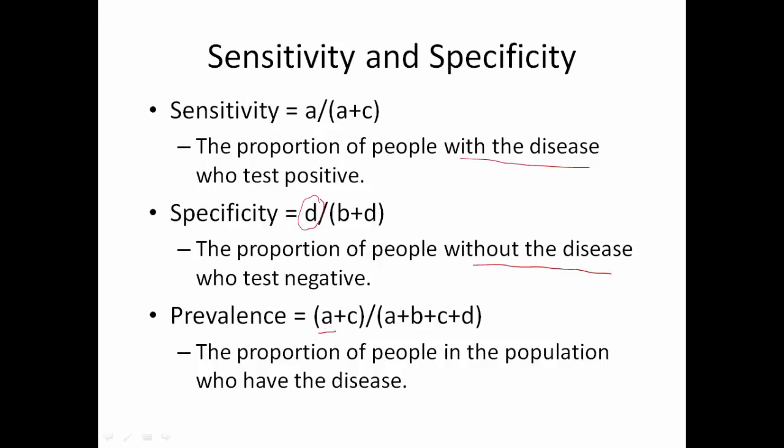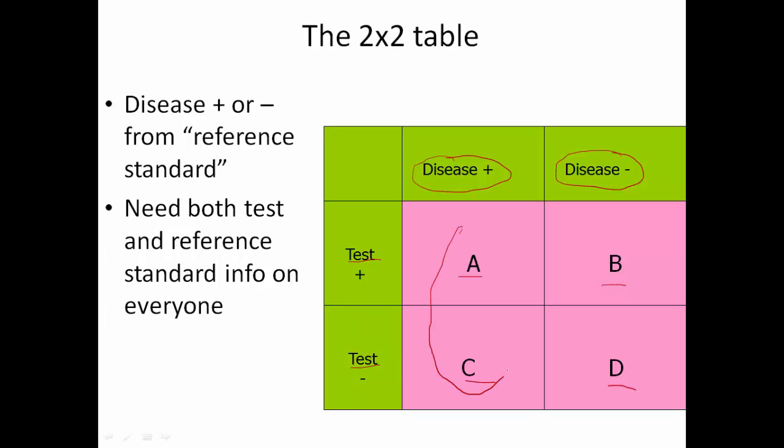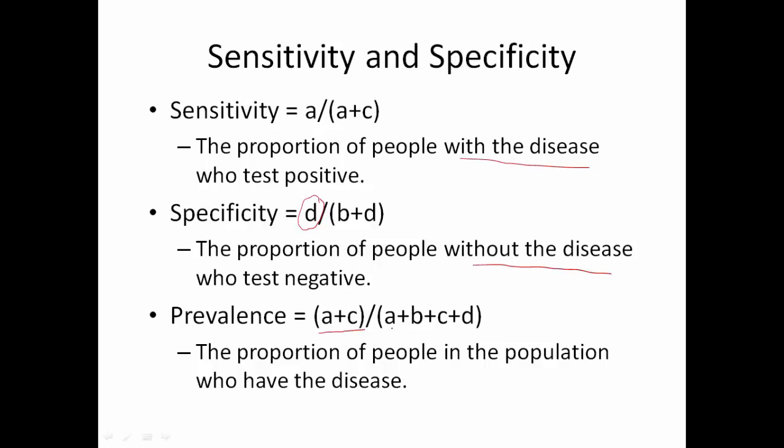Prevalence here is that disease positive column, A plus C, I'll flip back, A plus C, over all four numbers. So the prevalence is merely that disease positive column over the total population. Okay. The other word for this is pre-test probability. In other words, we use these terms kind of interchangeably. If somebody just walks into your office, the prevalence of any given disease can kind of be applied to the person that walks in your office until you know more about them.